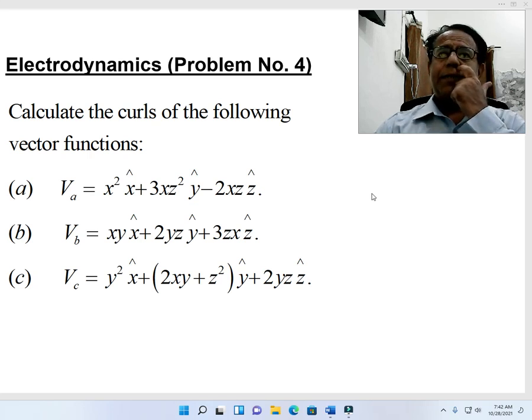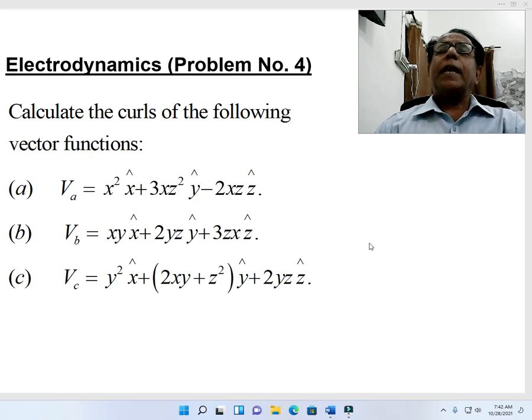This is our next module, problem number 4, electrodynamics. Okay, let us first come towards its statement. Calculate the curls of the following vector functions.